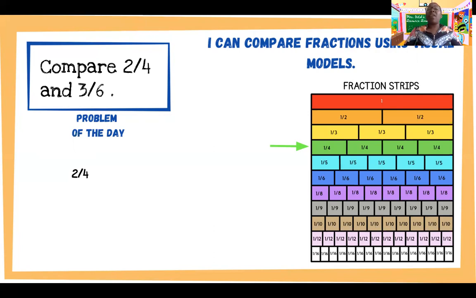Well, how many 1/4 tiles do we need to use to represent 2/4? That's right. We need 2. And we know that because our numerator is 2. 1/4, 2/4. Great job. Our next number that we're going to represent is 3/6. Which of our fraction strips are we going to use to represent 3/6, and how do you know?